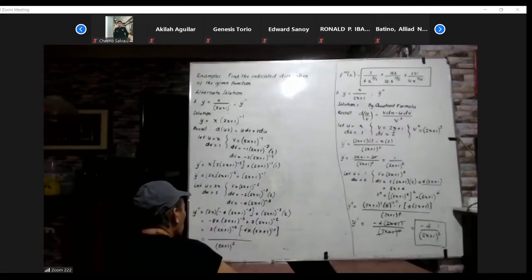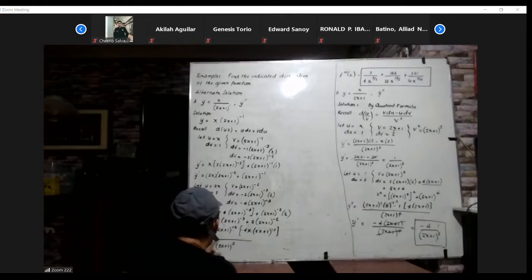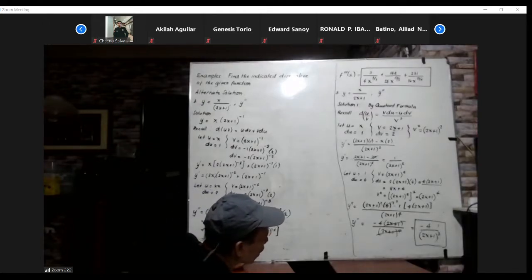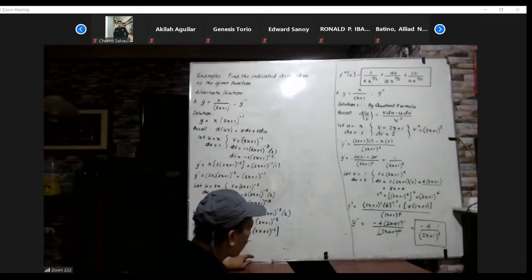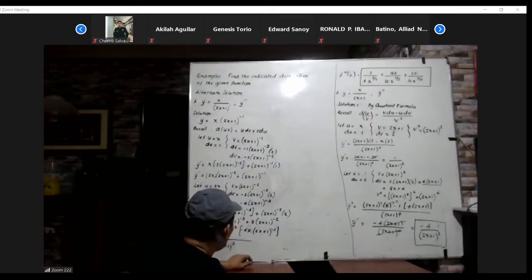Okay, so this one magiging 2 times 4, negative 4x. Sandali lang ha, baka mayroon tayong kasi ang sagot natin doon sa kabila ay negative 4 over 2x plus 1 cubed. Okay. Kasi dito lalabas.